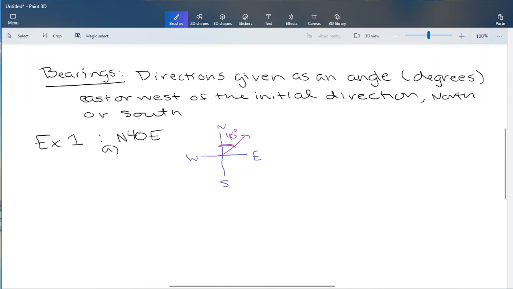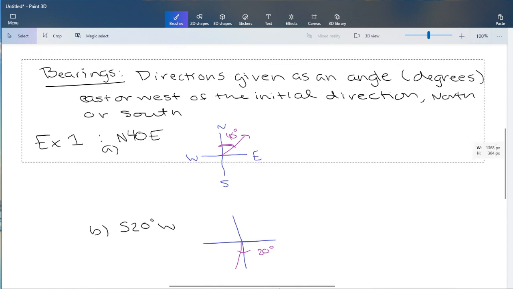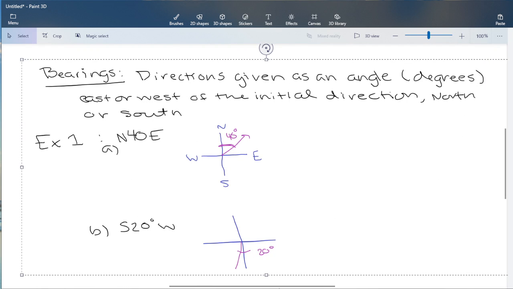You can also have something like south 20 degrees west. So again, you would start by looking at just a compass. So we start by looking at the south line, and then we go 20 degrees to the west. So again, this is going to be our 20-degree angle, and it's not going to look the same as a reference triangle because it's going to be going to the north-south line. So that's how bearings work, and we're going to talk about some examples that have to do with bearings in class.